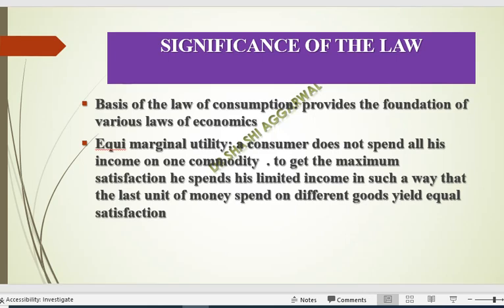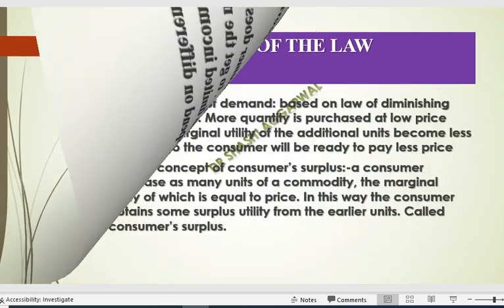So this law is very significant. It is the basis of equimarginal utility, law of demand and consumer surplus. A consumer has limited income, so he is not going to spend the income on one commodity to get the maximum satisfaction. He allocates his limited income on different commodities in such a way that the last rupee spent on different goods gives him equal marginal utility, so that the utility is maximum.